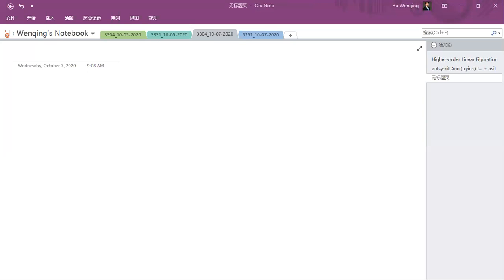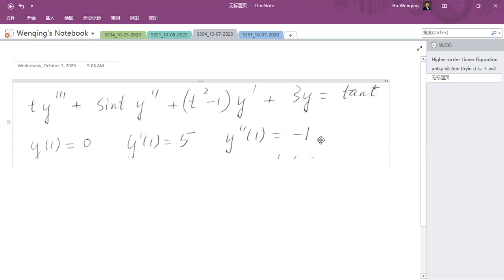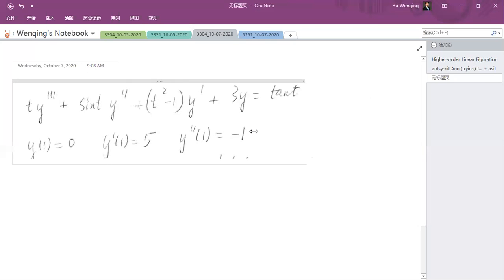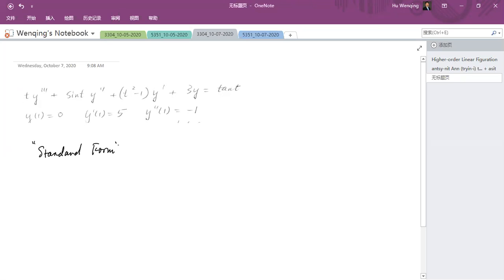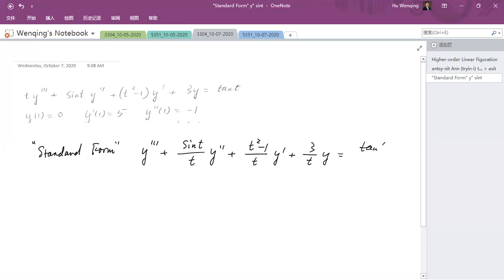So we have this equation, but it is not in standard form. Now, how do you make this equation into standard form? Well, the idea is very simple. You can just divide by t. So the standard form of this equation is simply y cubic derivative plus sine t over t of y second derivative plus t squared minus 1 over t of y prime plus 3 over t of y is equal to tangent t over t.